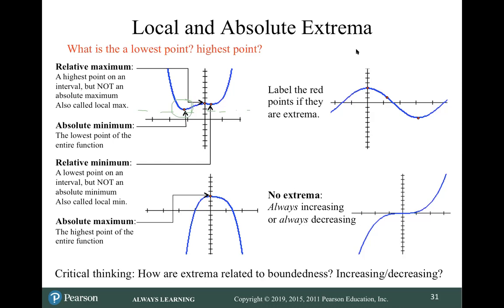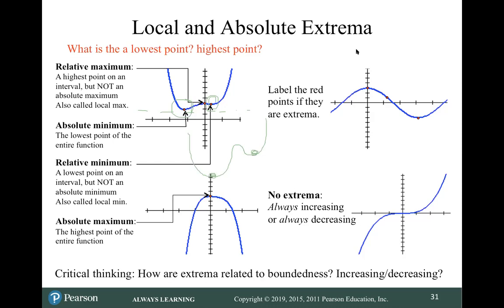There might be some points that kind of fake you out. They say, oh, I'm lowest, but not on the whole graph, just in an area. And that would be called a relative minimum. It's like, oh, I'm the lowest point, just kidding. It dipped down even farther again. So this would be a relative or local minimum, and this would be an absolute minimum.